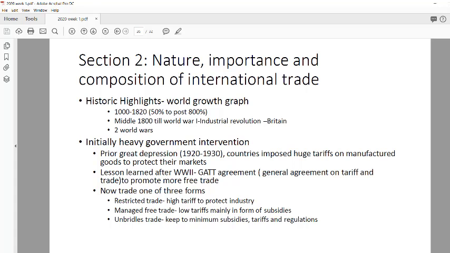So the main thing to remember is that between 1000 and 1820, there wasn't a lot of growth compared to what has happened since the 1800s. Since the 1800s till now, there's been a tremendous amount of growth. Imagine that. For 800 years, from 1000 to the 1800s, there was only 50% growth. And now all of a sudden, post 1820, we have over 800% growth. That's ridiculous, just in terms of commerce, we're talking. This is just after the Industrial Revolution came.